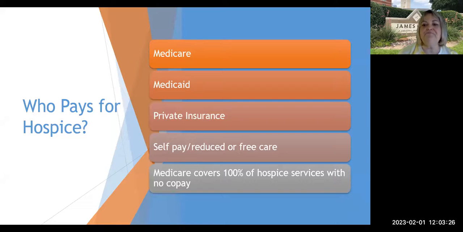So who pays for hospice? The majority of the time, the person is on Medicare. The majority of the time, but not every time. They may also be on Medicaid. What if they're under the age of 65? That's a question I get asked all the time. Private insurance, their private insurance may pay for it. They may self-pay, or what typically will happen if somebody is under the age of 65 and needs hospice, that we can find a hospice that will provide it free, where they give free care or a very, very reduced rate. But Medicare covers 100% of hospice services with no copay.